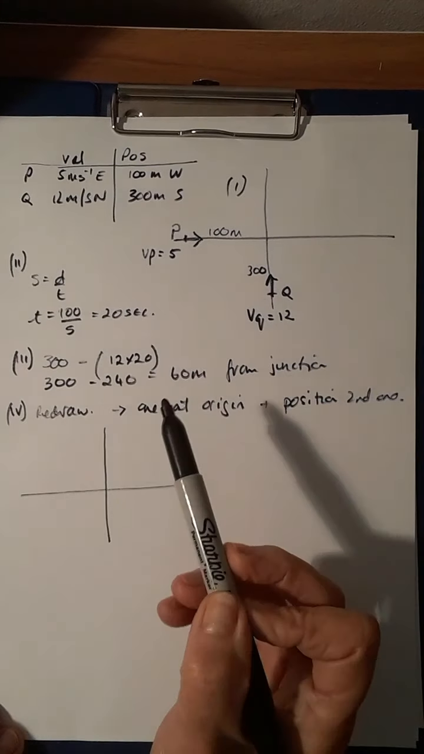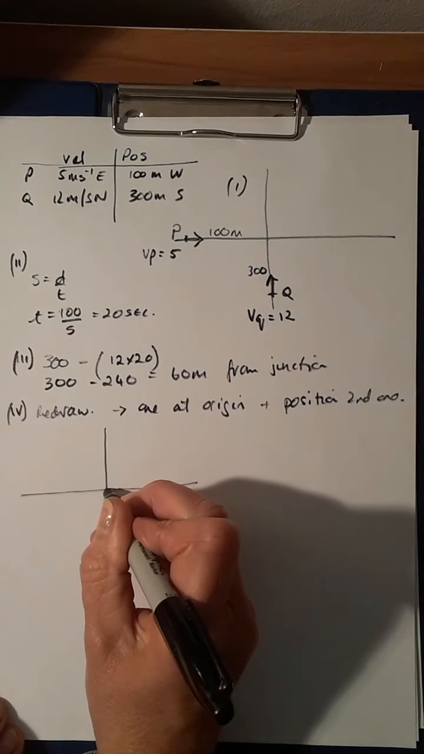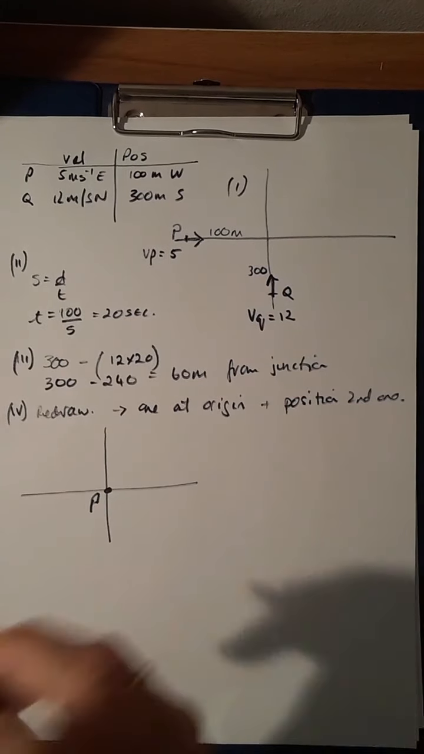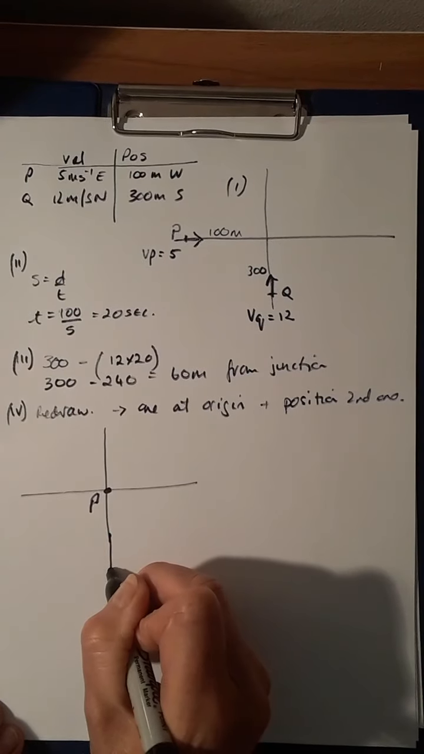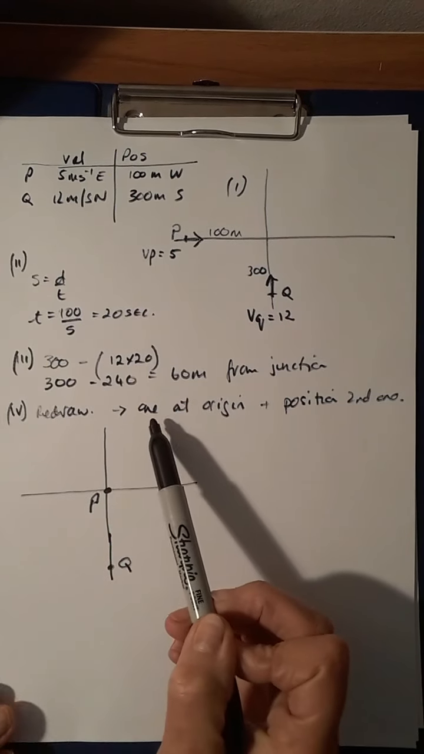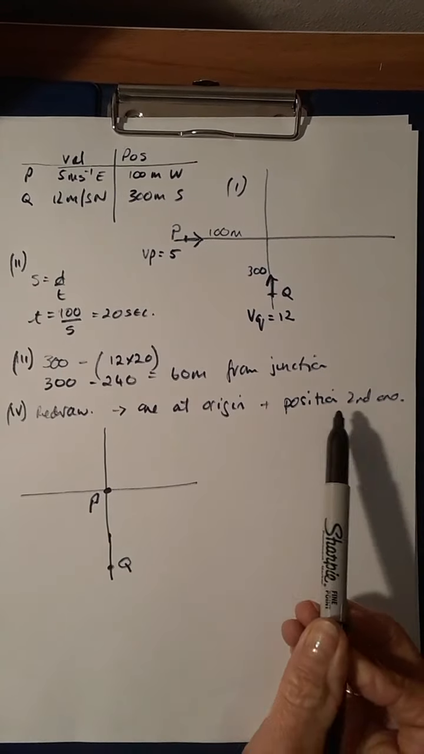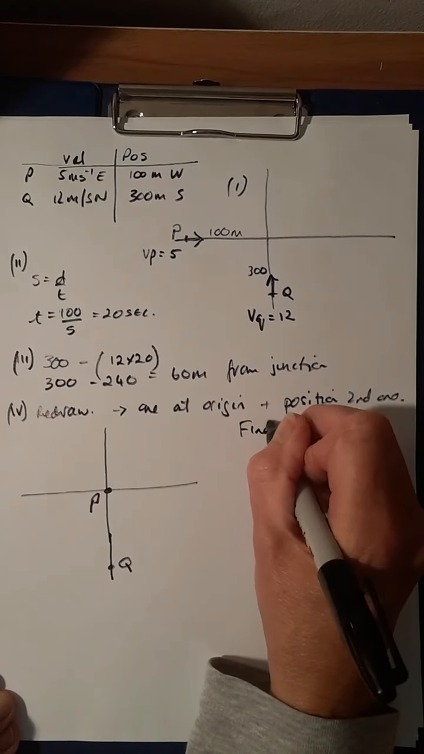We know that P is at the origin because we've already worked out how long it took P to get to the junction. So we'll put P here at the junction. Now where is Q relative to P? It's 60 meters from the junction, so we'll put Q down here. To get the closest they are to each other, you put the relative velocity into that diagram. So you redraw the diagram, position one at the junction or origin, then position the second one. The third thing you have to do is find the relative velocity.